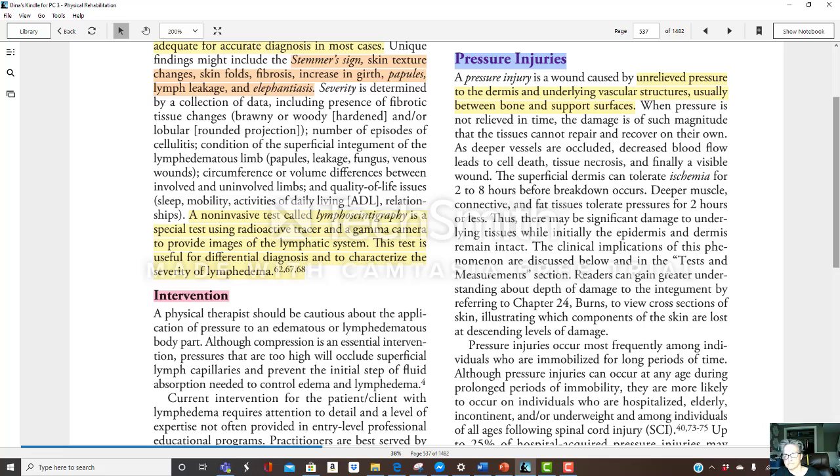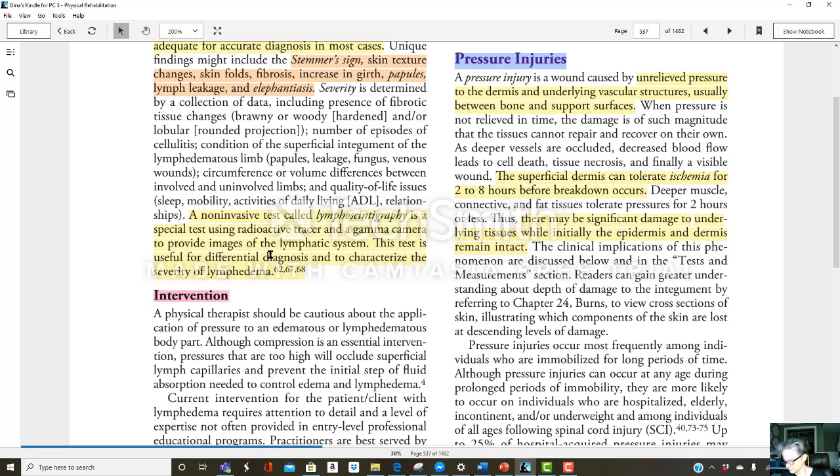The superficial dermis can tolerate ischemia for 2 to 8 hours before breakdown occurs. Deeper muscle, connective, and fat tissues tolerate pressures for 2 hours or less. Thus, there may be significant damage to underlying tissues while initially the epidermis and dermis remain intact. The clinical implications of this phenomenon are discussed below and in the tests and measurements section.